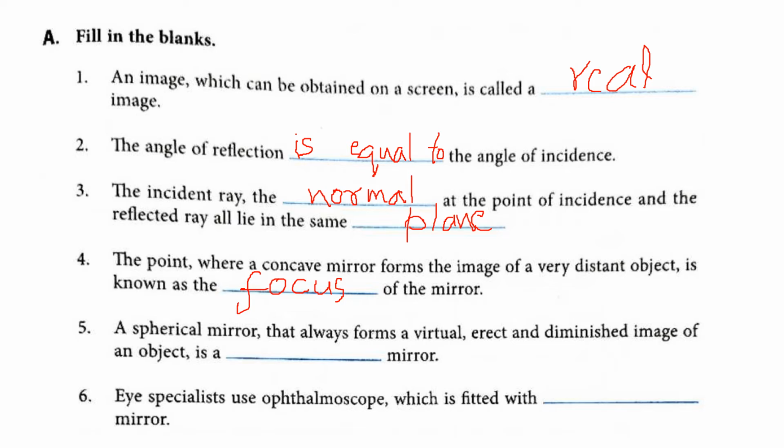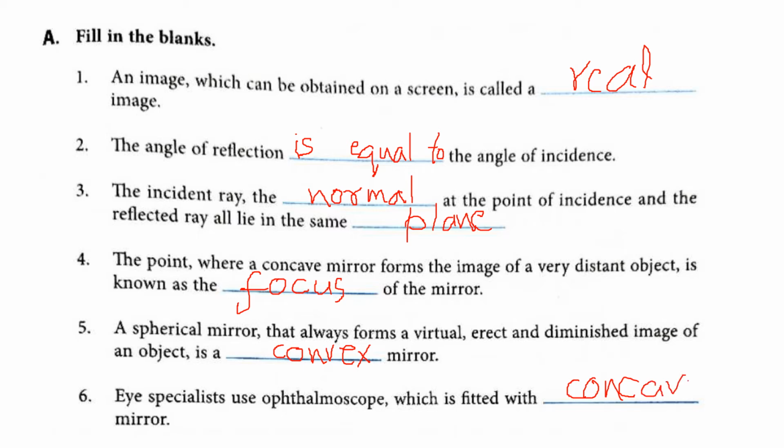But in the case of convex mirrors, every time we will get the virtual images only, and that too erect, diminished images. So let me write here, this is the mirror, convex mirror, where we will get the virtual, erect and diminished images. Then sixth one, eye specialists use ophthalmoscope which is fitted with, here in ophthalmoscopy, they want to see the larger images. So to see those larger images in the mirrors, they will compulsorily use a concave mirror.